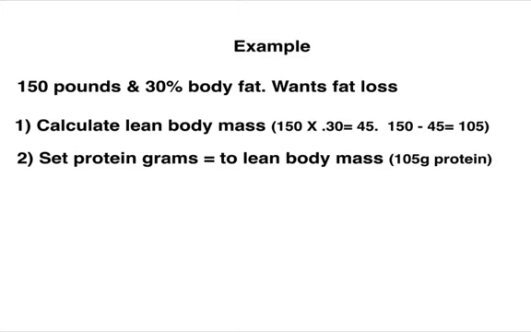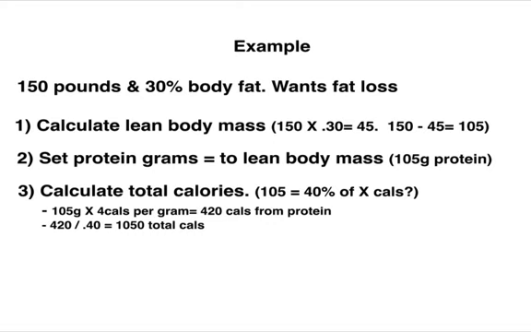Now, second step. Now I'm going to set the protein grams to the lean body mass. So I'm going to give this person 105 grams of protein. That's how many grams that we're going to get. Now I'm going to calculate the total calories that equals. So remember what we said. If you're wanting fat loss, we're giving you a 30, 40, 30 macronutrient ratio. So 40% is going to be protein. So we need to figure out 105 grams is 40% of how many calories.